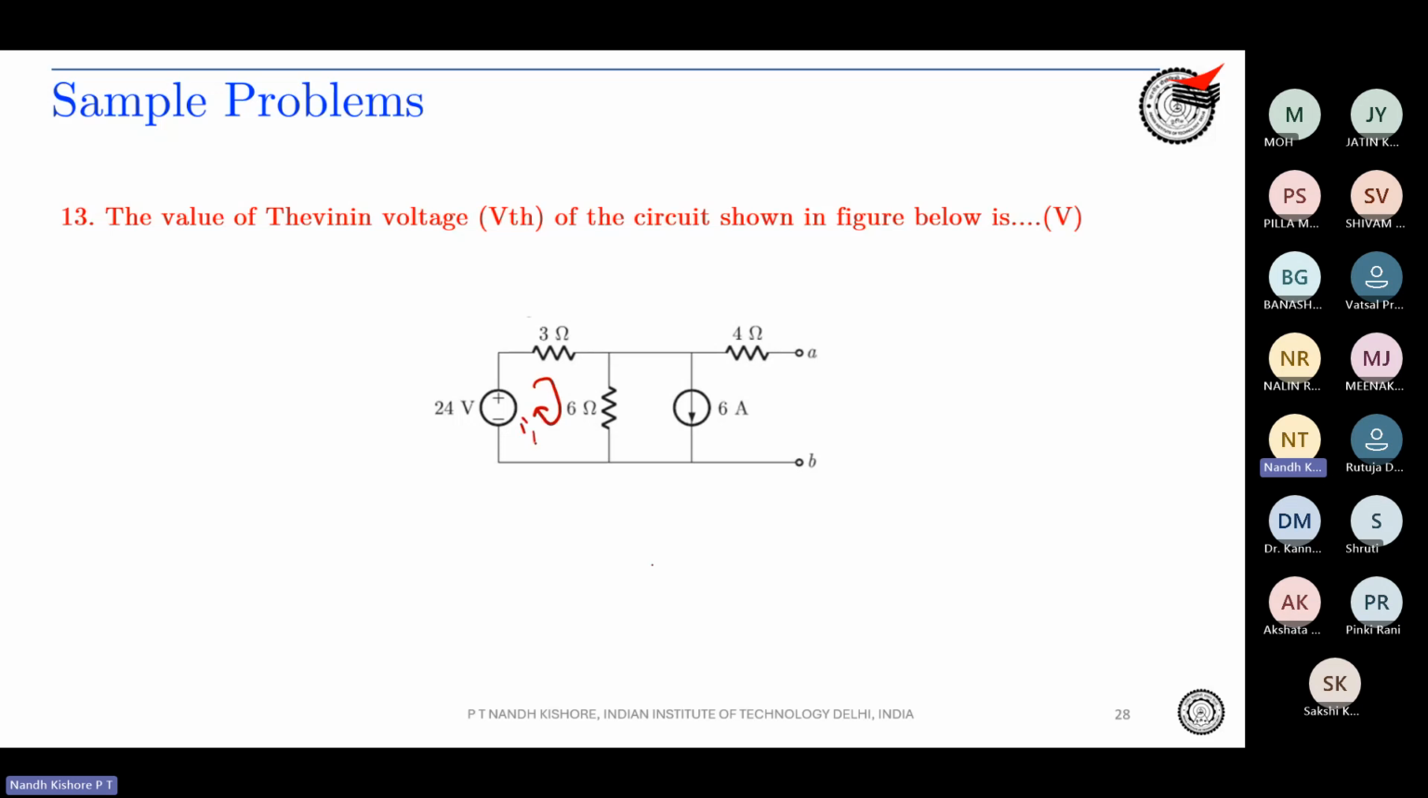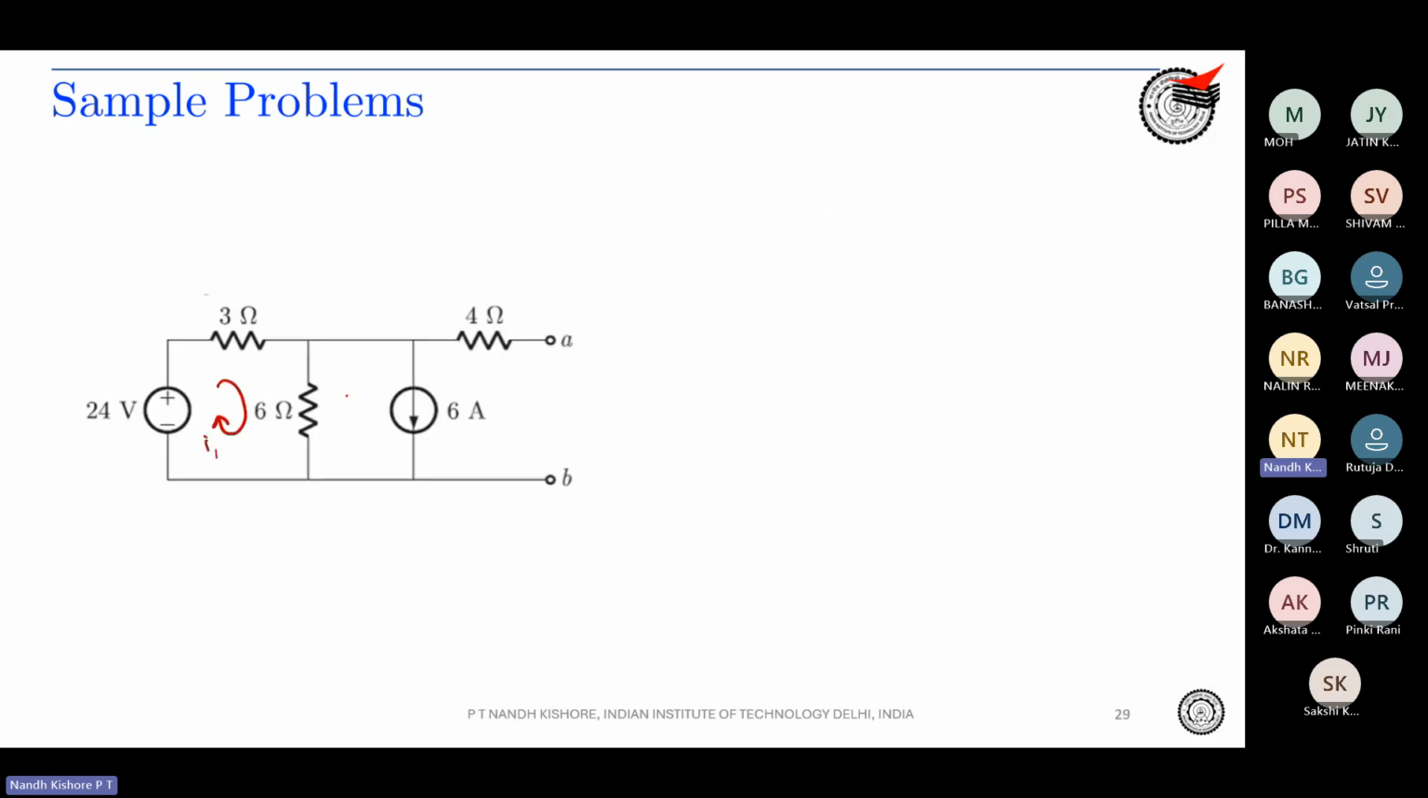Let's call this I1 and let's call this I2. Just write mesh equations. This is a very simple problem. The first expression is 3I1 plus 6 into (I1 minus I2), which means 9I1 minus 6I2.